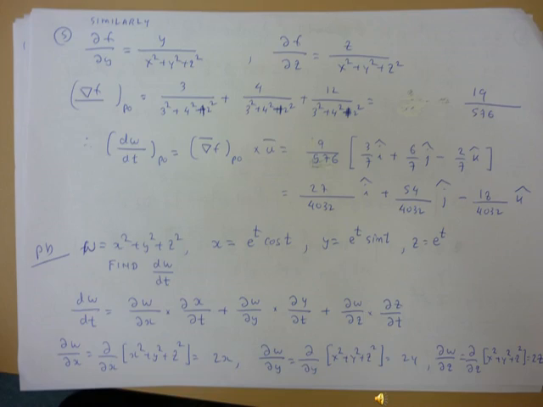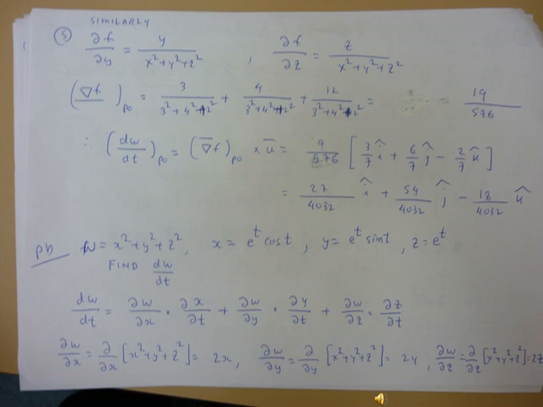And then we continue this problem. So firstly we calculate this del F by del x. Then similarly we calculate del F by del y. So del F by del y, similarly we get y divided by x squared plus y squared plus z squared. And similarly del F by del z is equal to z divided by x squared plus y squared plus z squared.